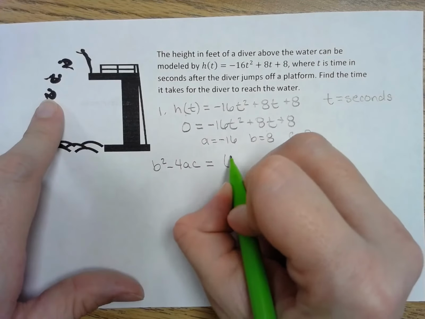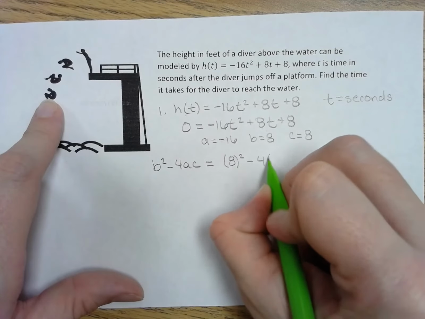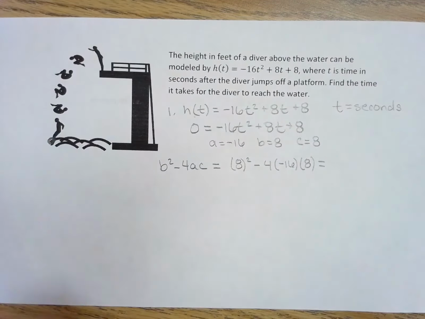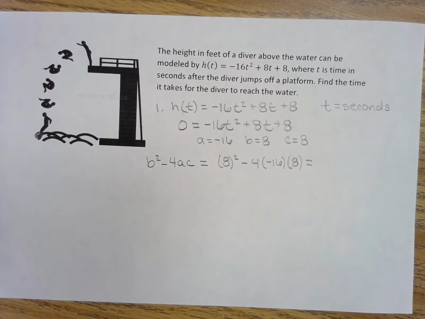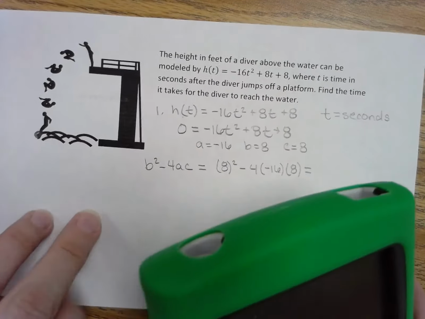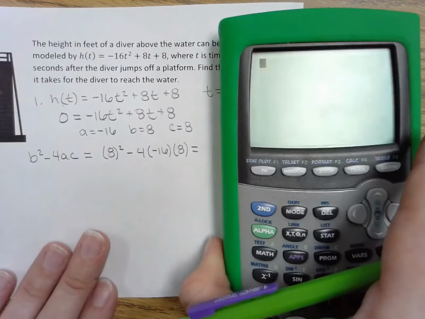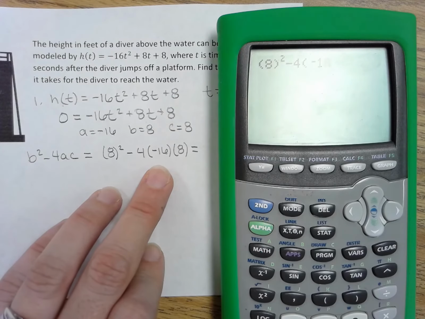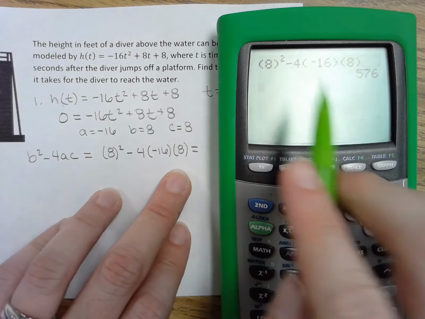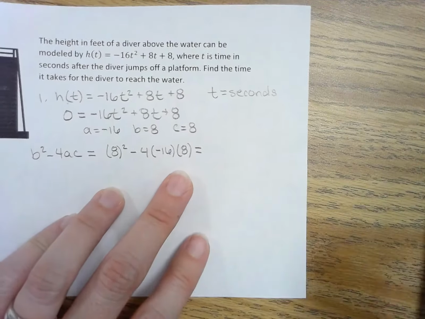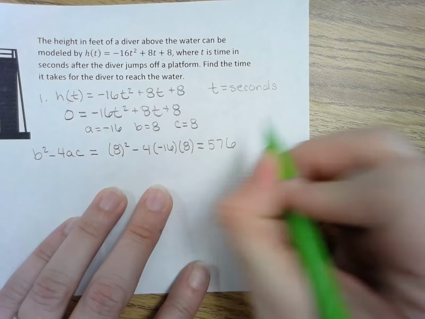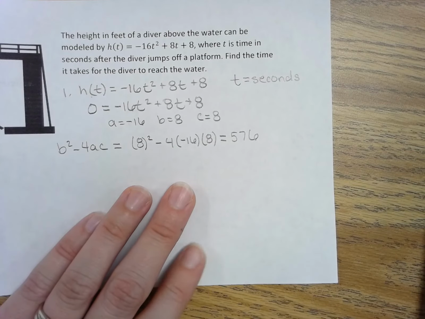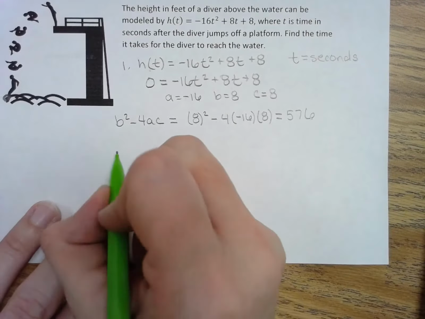So we have 8 squared minus 4 times our a value, which is negative 16, times c. When we calculate the value of that discriminant, of course you could use order of operations or just let the calculator handle that for you. So b squared minus 4 times our a times our c, all of that equals a value of 576. So this means that we're going to get 2 real solutions. So let's go and find those solutions with the quadratic formula.